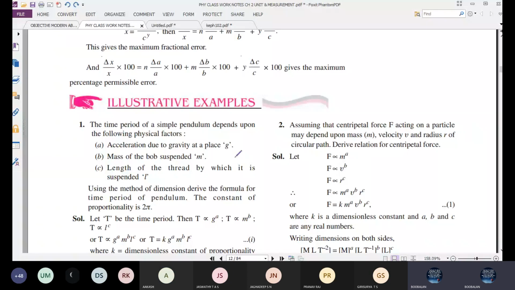Error analysis and dimension analysis. So error analysis is completed. Now dimension analysis: the dimension formula and the applications of dimension analysis.